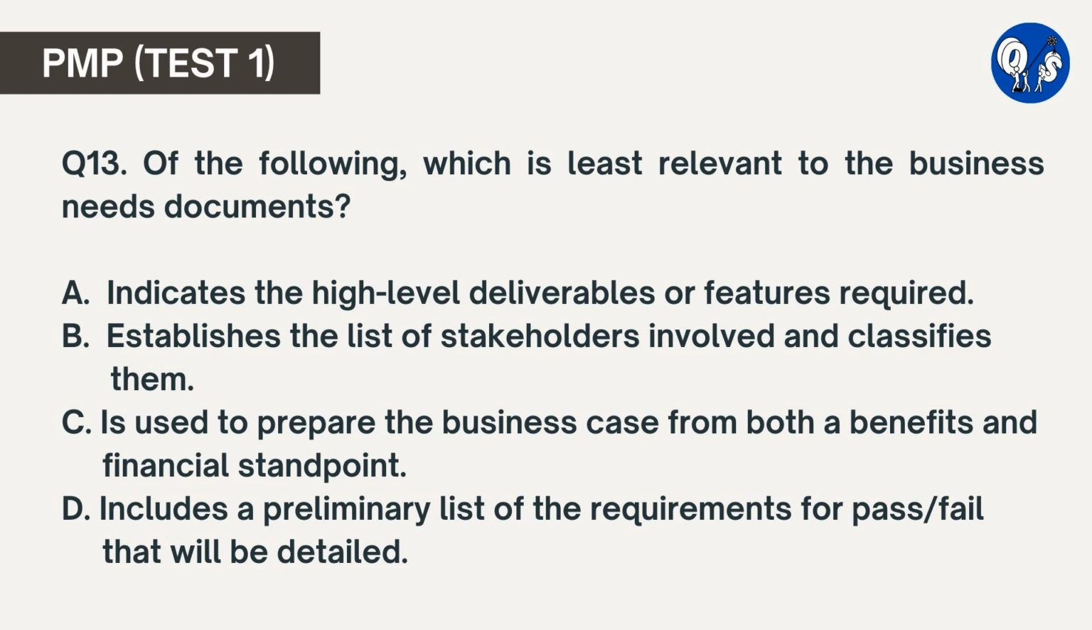The business needs documents establishes the list of stakeholders involved and classifies them. All of the responses are correct except the business needs documents may identify the client or customer and specific users but not all stakeholders. The key stakeholders will be outlined in the project charter and later detailed by the project team.